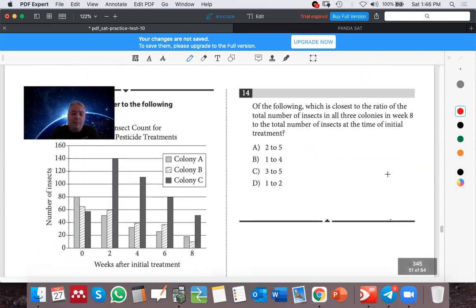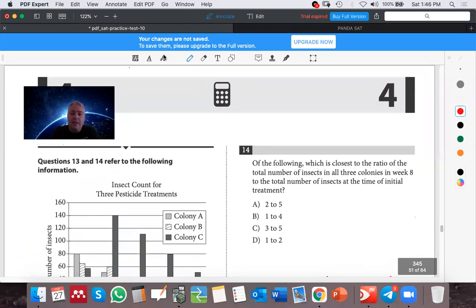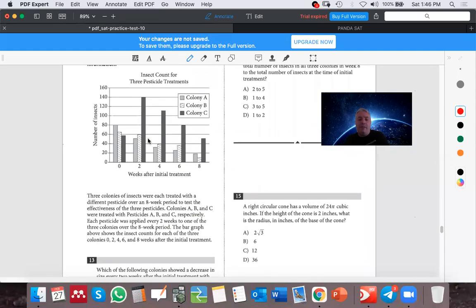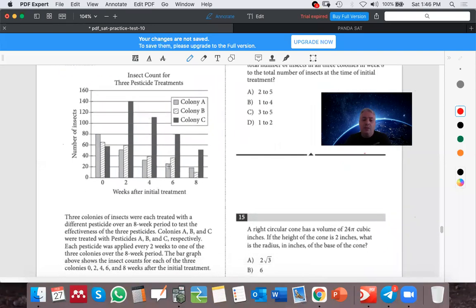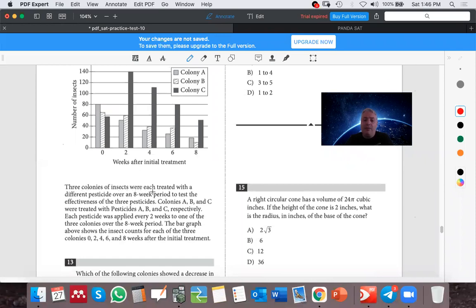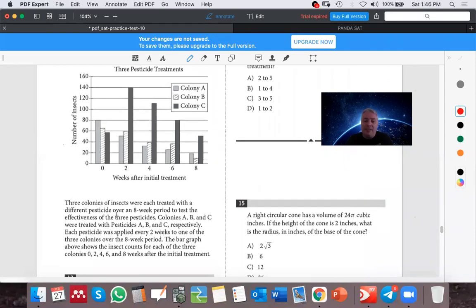Now, question number 13. Up to here there is no problem. Now, we have a graph. And always, whenever you have a graph, read the question well. It says that for questions 13 to 14, you will answer using this graph. Good. Now, here is the explanation: 3 colonies of insects were each treated with a different pesticide. It's like a treatment, not medicine, but a material, okay, to overcome the problem. Over an 8-week period to test the effectiveness of the 3 pesticides.